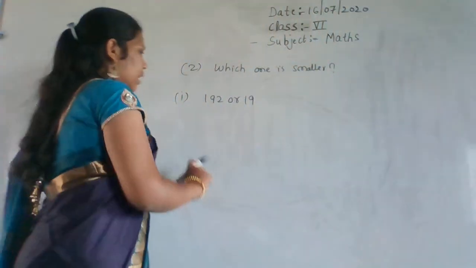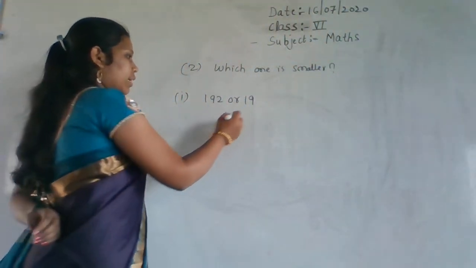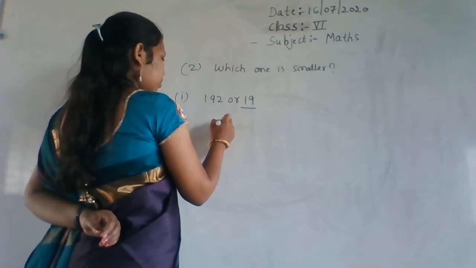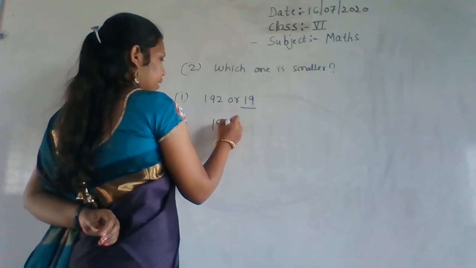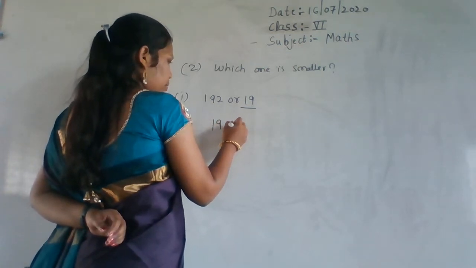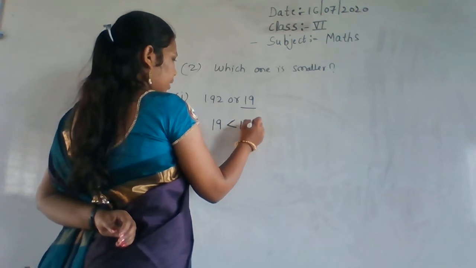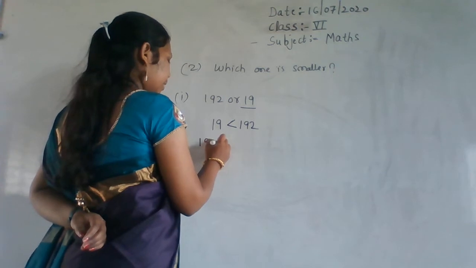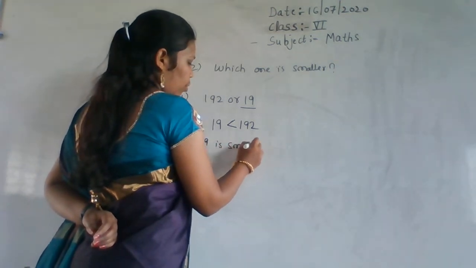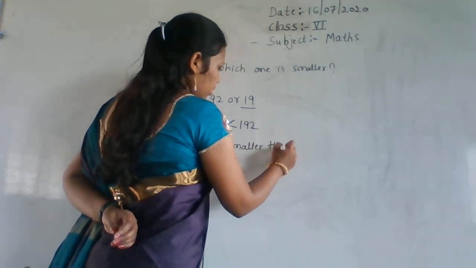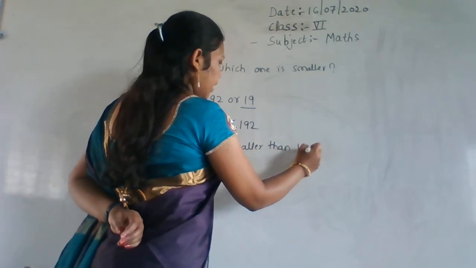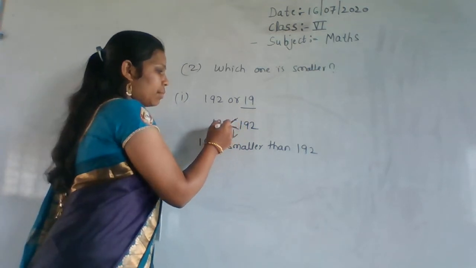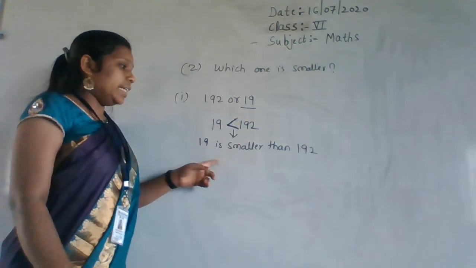Next one is 192 or 98. Which one is smaller here? Of course, this number is smaller. And how to write that? See here. 19 is smaller than 192. How to read this? 19 is smaller than 192. See this symbol. I am writing this symbol, it means smaller than.